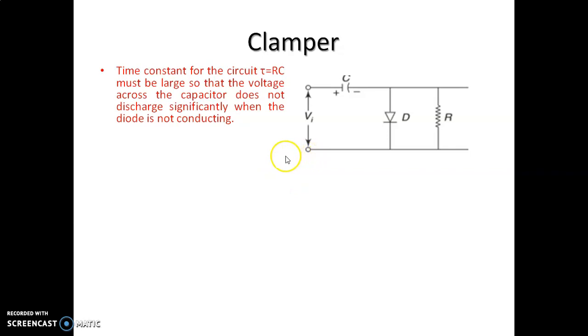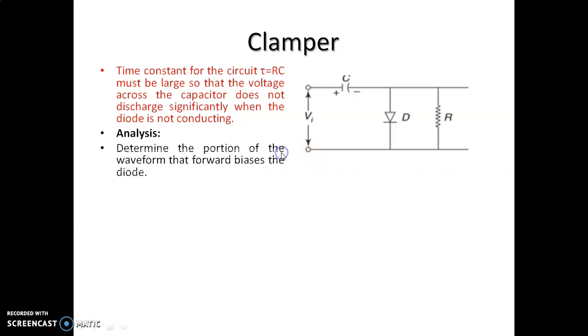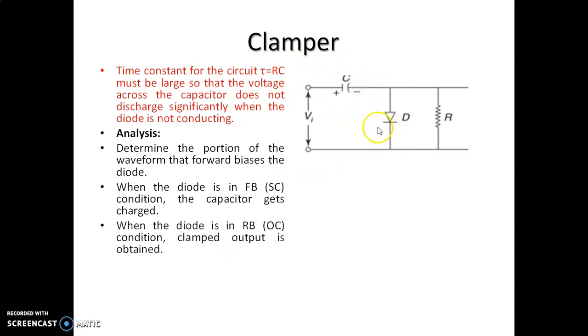So now let us see the steps for analyzing the clamper network. We have to start with step 1. Determine the portion of the waveform that forward biases the diode. When the diode is in forward biased condition, that is short circuited condition, the capacitor gets charged. When the diode is in reverse biased condition, that is when it is equivalent to an open circuit condition, the clamped output is obtained. We have to remember that the total swing of the clamping network is equal to the total swing of the input.